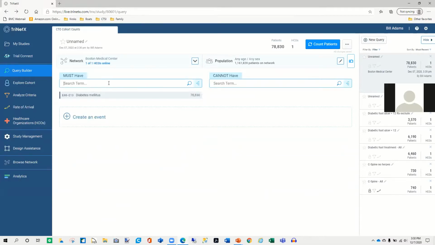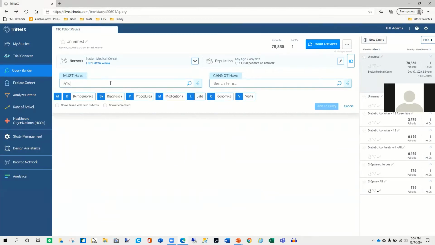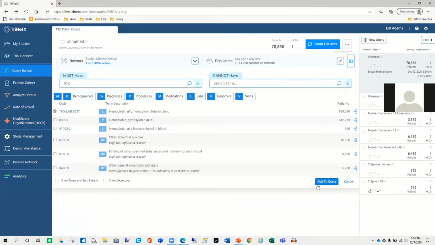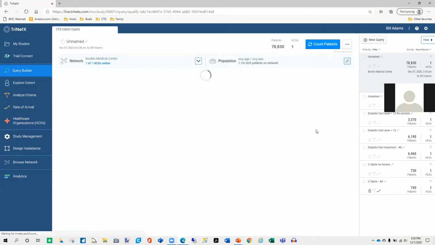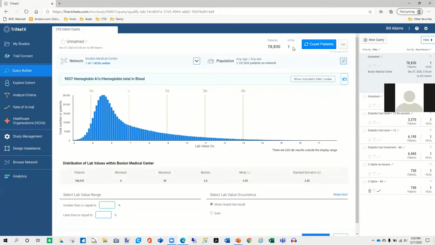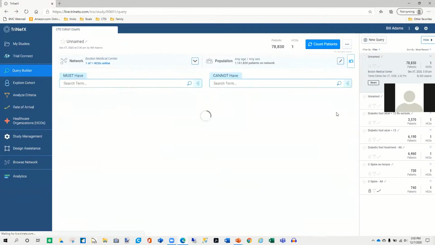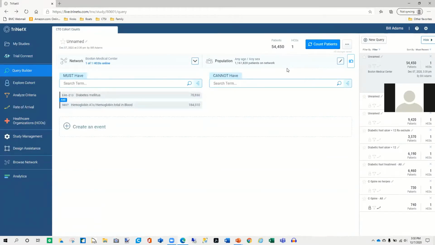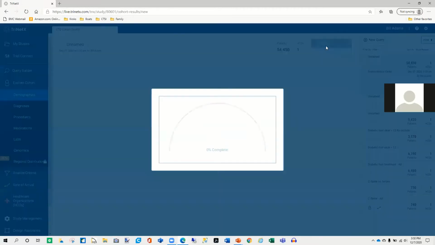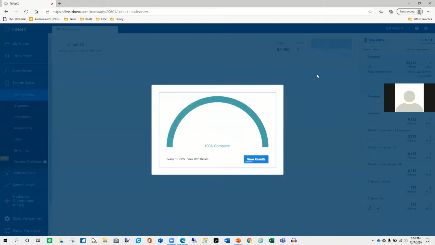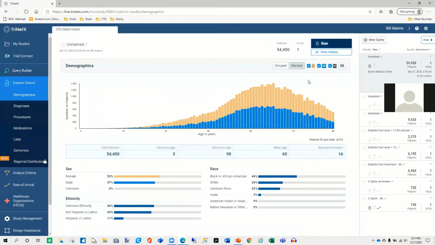But if I do diabetes and say ever had an A1C, like this, and then I get count of patients, I get back to all my patients down here. Most of them have had an A1C. Then I can start to explore the cohort. So if I go into this group of patients who have ever had an A1C, I can look at the age distribution as we talked about, and the gender balance.